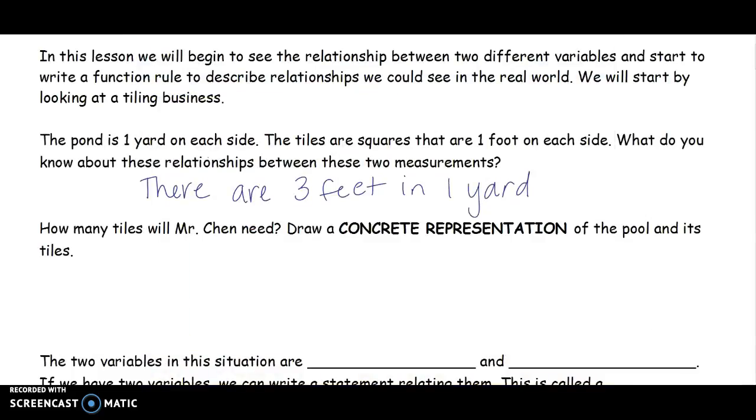So Mr. Chen needed 16 tiles. What we just saw is a visual representation. This is called a concrete representation of the pool and its tiles. If this is our 1 yard by 1 yard pond, we needed 3 tiles on each side because there were 3 feet in each yard. That represented the 12 tiles we originally had, but then we had 4 corners, so we had to add those as well.